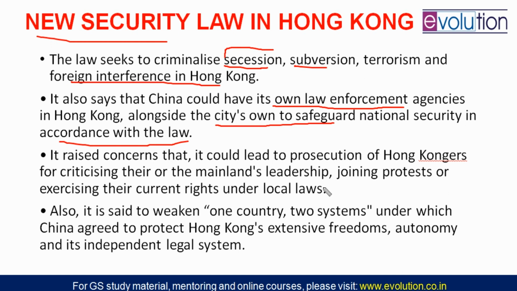Currently, if you join the protest, control is by local laws. But now if you join the protest, control will be by Chinese law, Chinese enforcement agencies. This will weaken the promise also. The one country, two systems 50-year promise starting from 1997 will be weakened. And Hong Kong's extensive freedom, autonomy and independent legal system and judiciary, everything can be compromised. That is the concern.